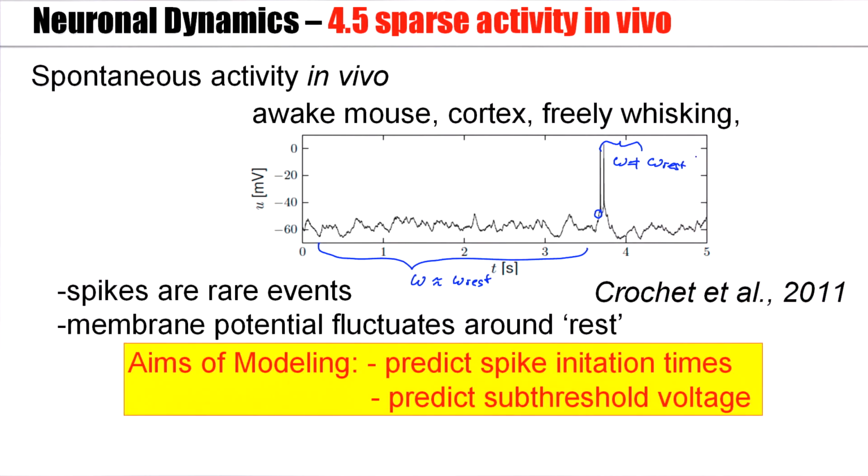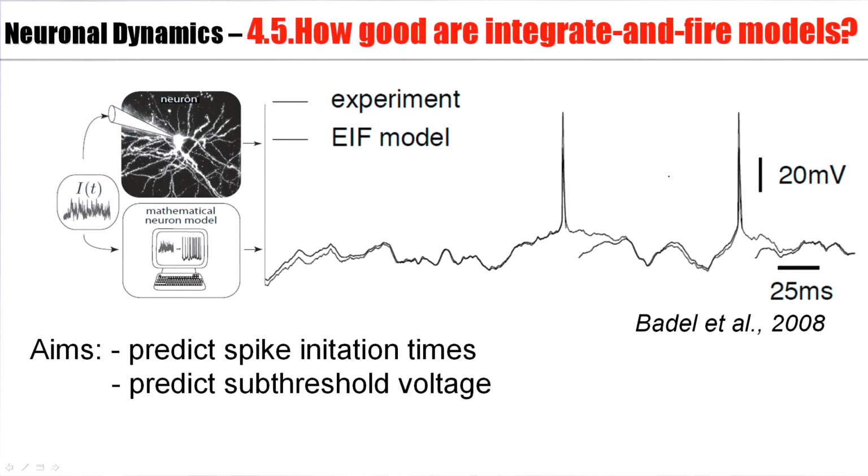Now, if our aim is just to predict the spike initiation point, and maybe also to predict the subthreshold fluctuations, then we don't need the W variable. We can replace the W variable by a reset. And this is essentially why such an exponential integrate-and-fire model works so well to predict spike times.